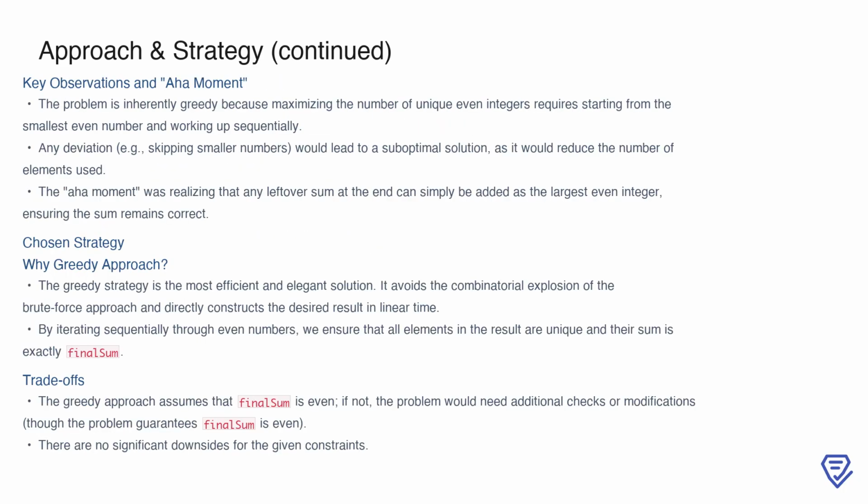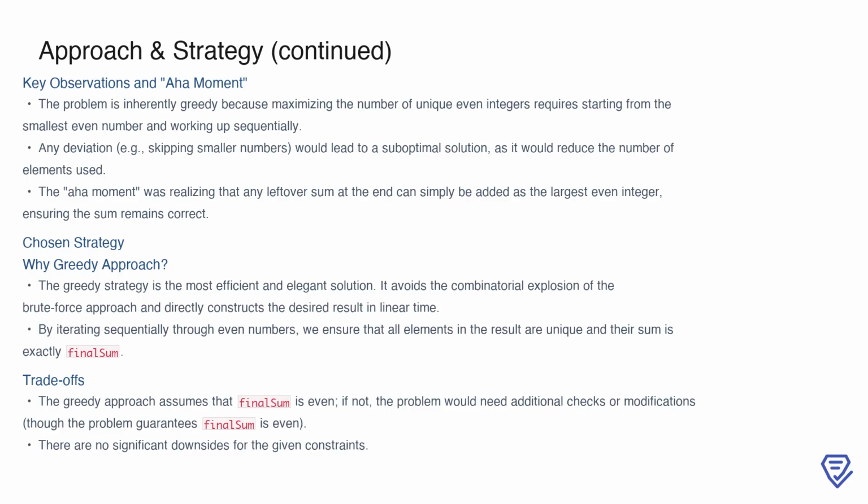There's an important realization that underpins this problem. The task is inherently greedy because the goal is to maximize the number of unique even integers, which is best achieved by starting from the smallest even number and adding consecutively larger ones. Skipping smaller numbers or deviating from this sequence would lead to fewer elements being used, making the solution suboptimal. Additionally, a key insight is that any leftover value at the end of the process can simply be added as the largest even integer, ensuring the sum remains correct.